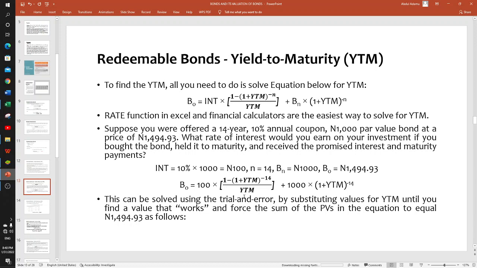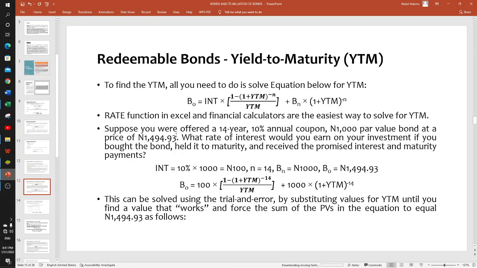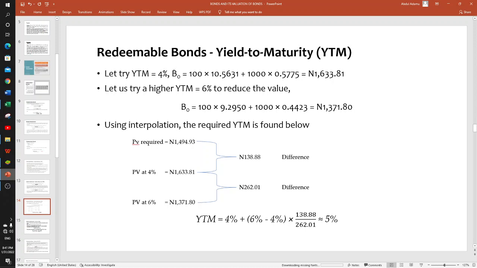So what you do is just assume a percent first, since this is 10%. So let's take a percent lower than it first. Let's assume 4%. The objective is to get a value that is higher than the price now and a value that is lower than it. Then we do interpolation. So first we try 4%. When we try 4% as YTM, the bond price is 1633. You can see this is higher than the price we are looking for, 1494.93. We will see later the relationship between this rate and bond price. Once the price is high and you want to reduce it, you increase the rate. So we increase the rate to 6%.